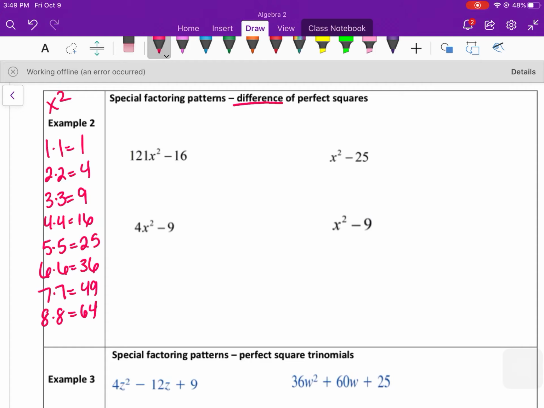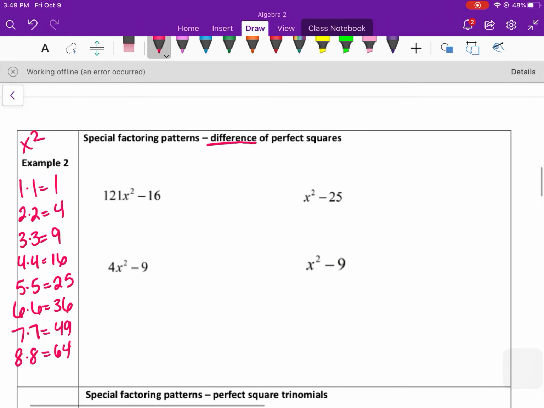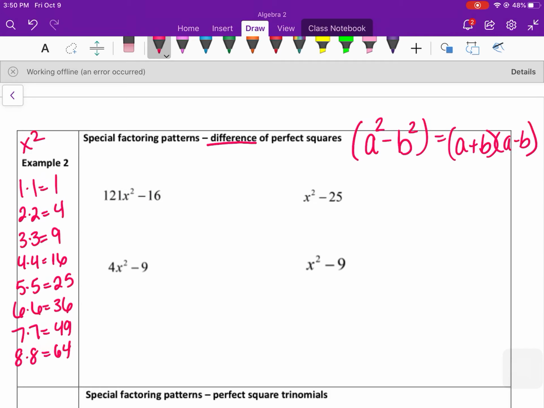Also, x squared is a perfect square, x to the 4th is a perfect square, y squared is a perfect square, etc. So to factor, if you have difference of perfect squares, which means you have a squared minus b squared, it will always factor to a plus b times a minus b, or a minus b times a plus b. You can write those factors in either order. So you do have to know your perfect squares though.